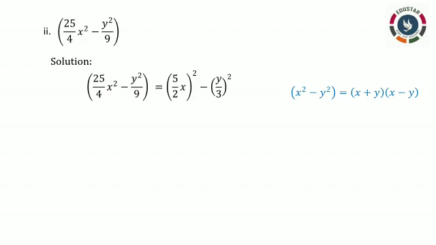Here, in place of x, we are having 5 by 2 x, and in place of y, we are having y by 3. So, substitute in the identity. We will get (5 by 2 into x plus y by 3) into (5 by 2 into x minus y by 3). So, we have found the factors of the given algebraic expression.